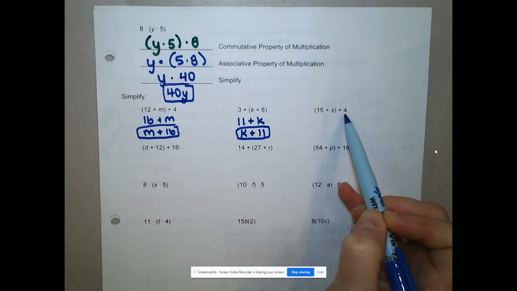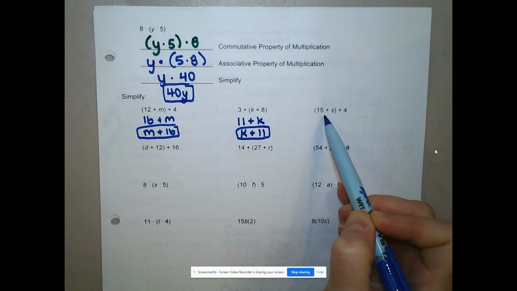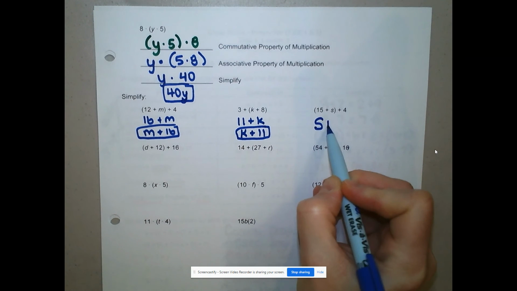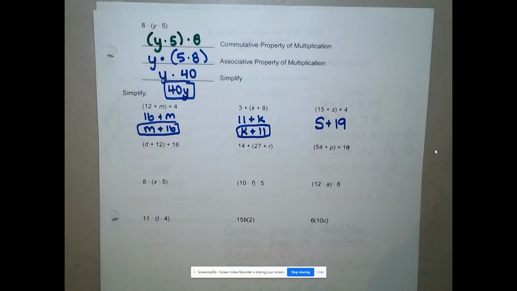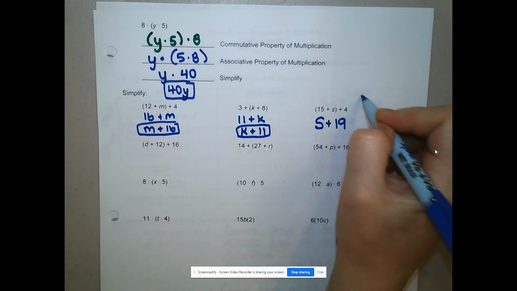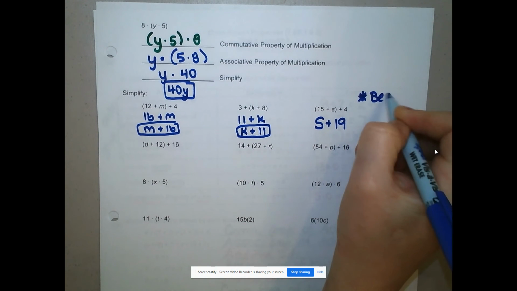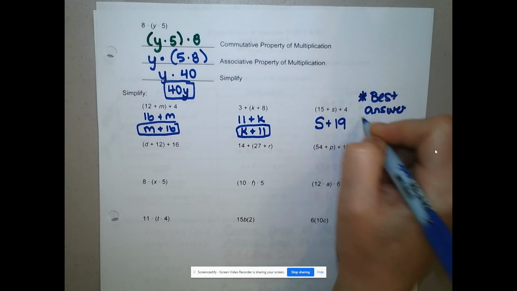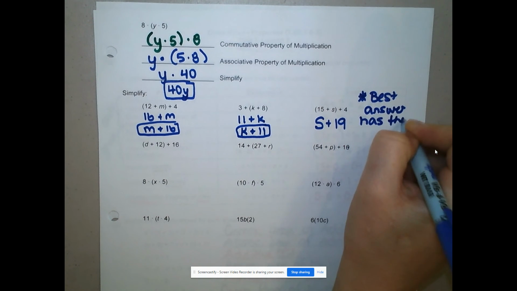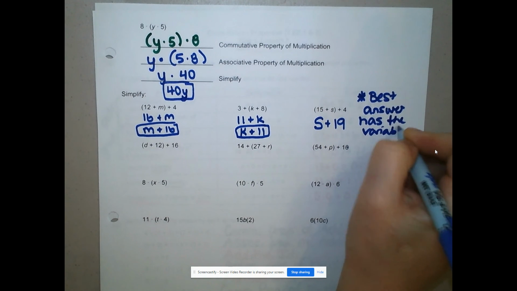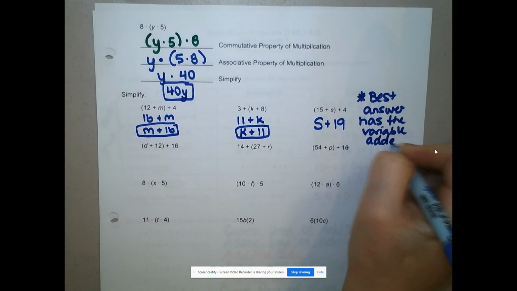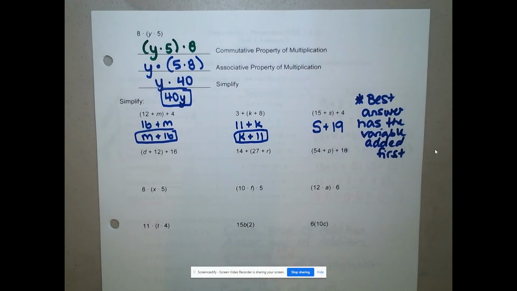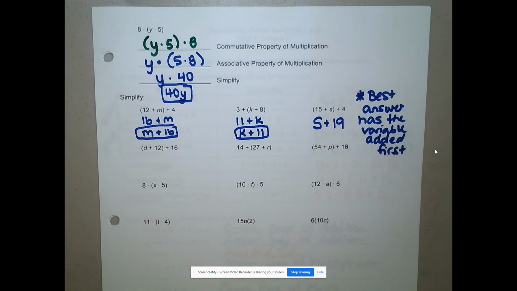15 and 4 adds up to 19. Everything is addition. And I've got an s. So you know I'm going to tell you to write the s first. So s plus 19 and you're done. The best way to write your answer has the variable first. And it is added first. And we're going to specify that it's added first because it is slightly different when you go to multiply.